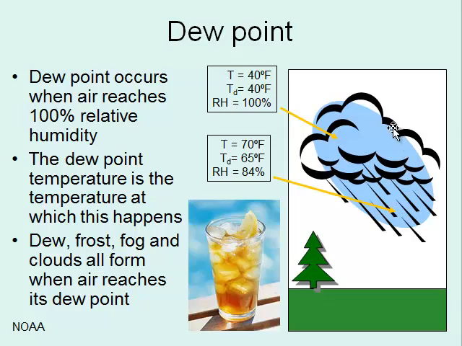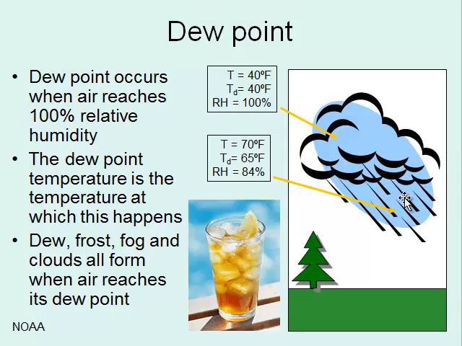So in this image here, we've got a cloud up in the sky that has formed and precip falling. In that cloud, the temperature of the air is 40 degrees Fahrenheit. Our dew point temperature is also 40 degrees Fahrenheit. And our relative humidity is 100%. So that means we have condensation happening.